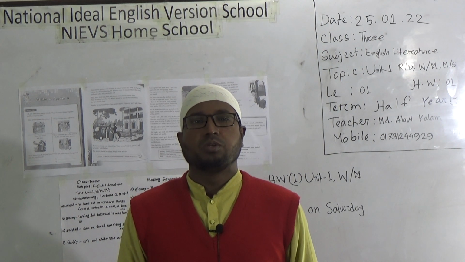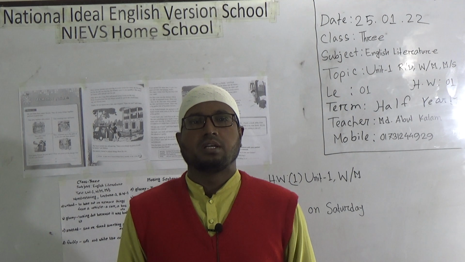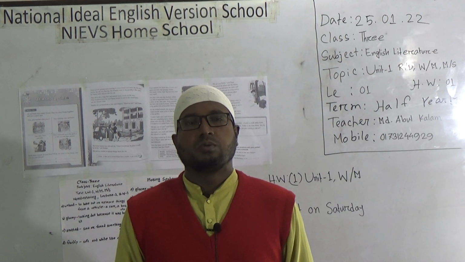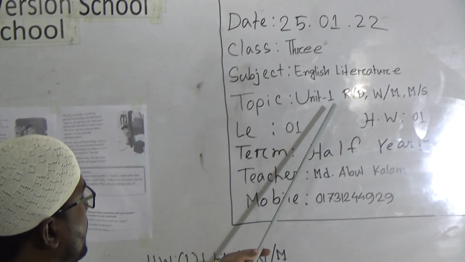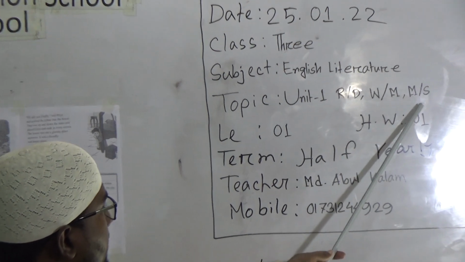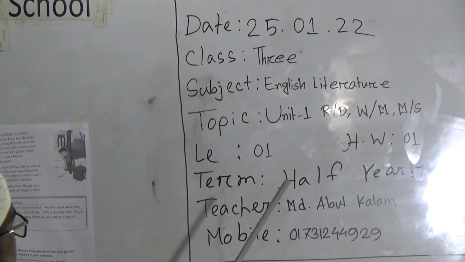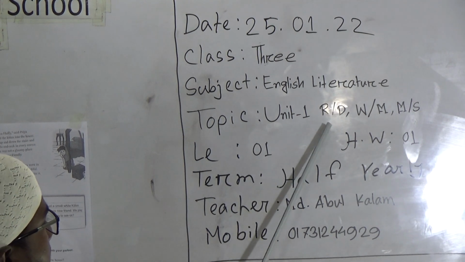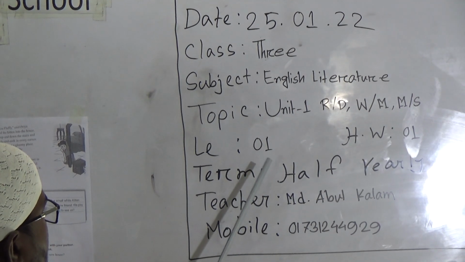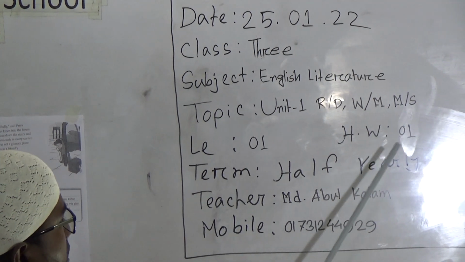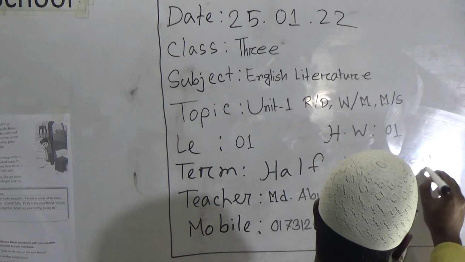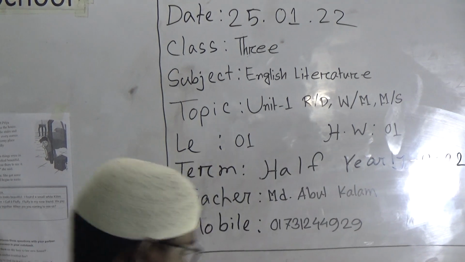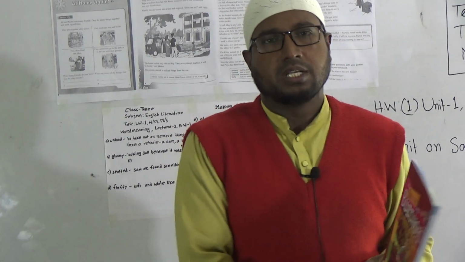Dear learners, today I am going to conduct an English literature class for the students of class 3. Let's see what will be our today's topic. It is Unit 1. Reading, word meaning and make sentence. Dear learners, look, this is our lecture number 1 and homework number 1 also on our half yearly 2022 syllabus. That means today this is the first class on English literature.